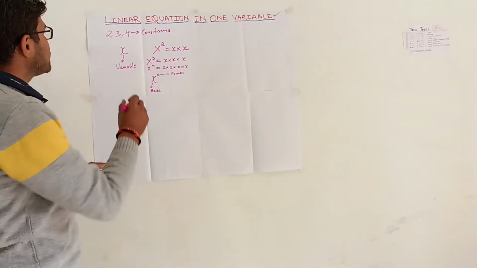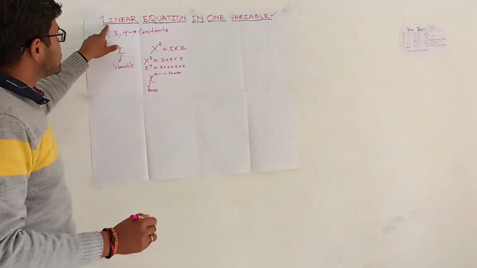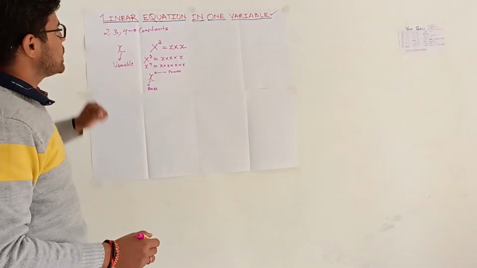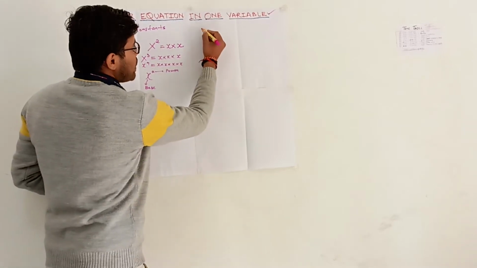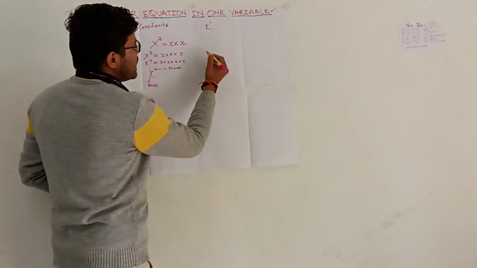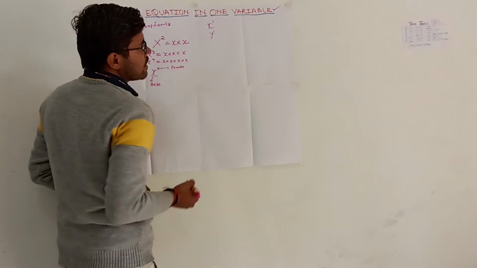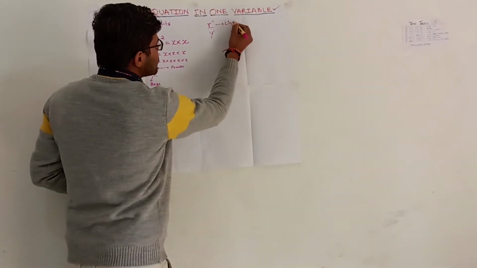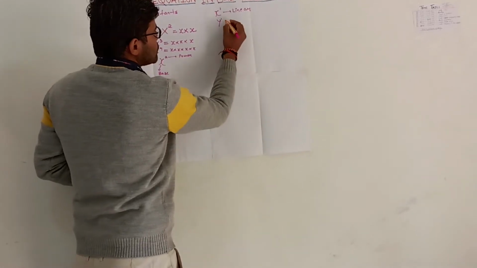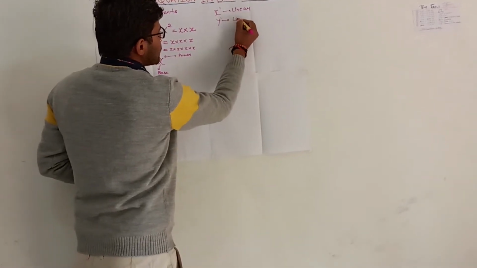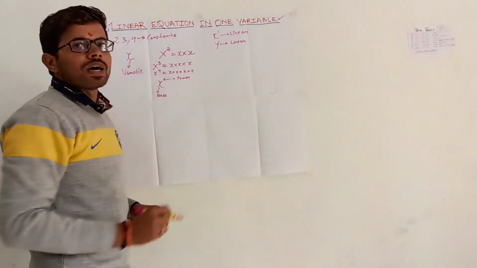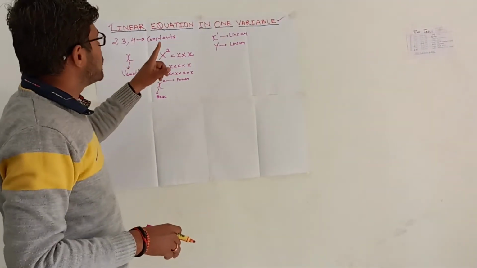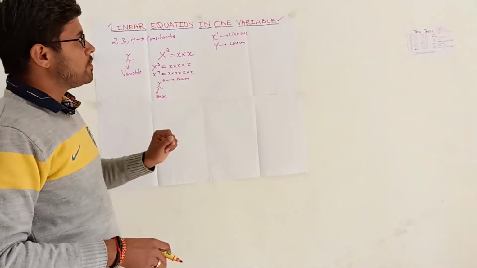Now let's go to what is linear. Our topic is linear equation in one variable. So now let's understand what is linear. When we take the power of x as 1, or any variable having power 1, it is known as linear. Now it is linear. This is also linear. Why linear? Because the power is 1. So it is linear.